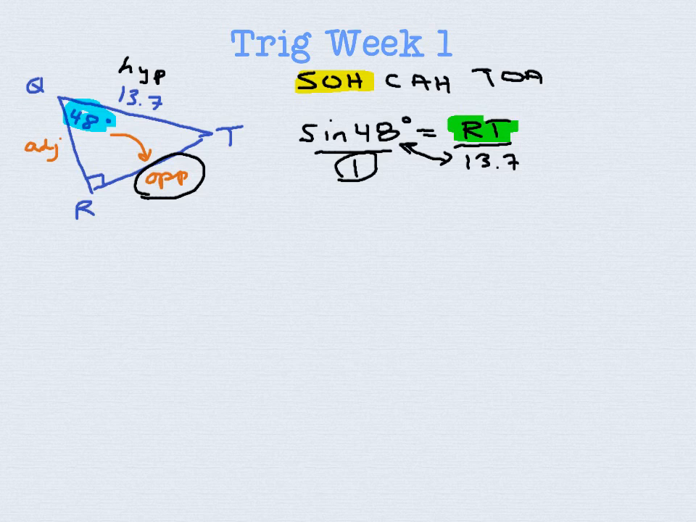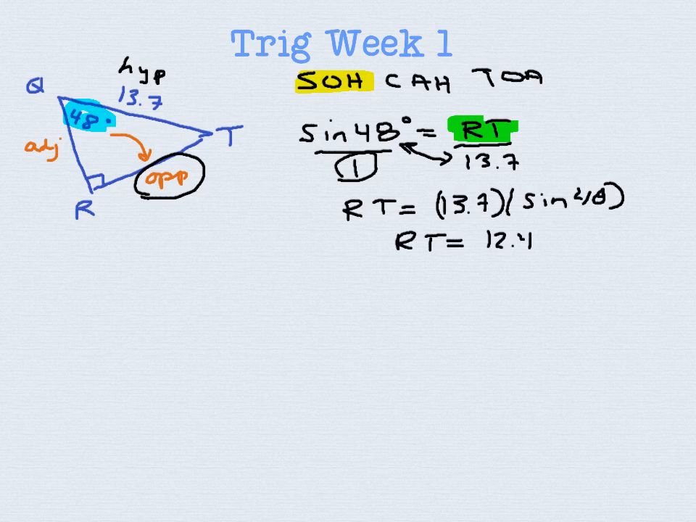Use your calculator, 13.7 multiply the sine of 48. You should be able to use your calculator all in one step. The key will be figuring out which button to hit first, 48 and then the sine, or the sine of 48. Plug that all in, you should get an answer that's less than 13.7. You're trying to find the opposite side, and the answer is 12.4 when you round to the nearest tenths.